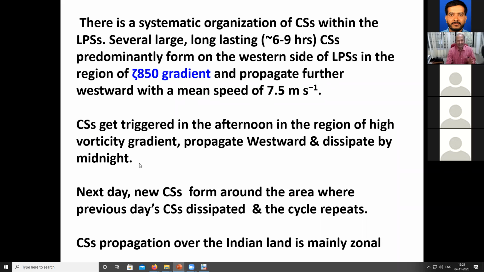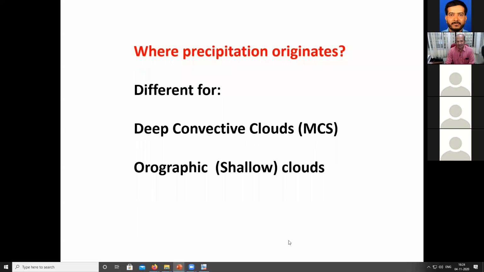So what happens is after midnight, land is no longer favorable for triggering convection. Convection shifts to the Bay of Bengal. There it lasts until about 12 o'clock in the afternoon, then again it comes back to land. So the next day, new CCS form around the area where the previous day's CCS dissipated, and the cycle continues. That's how you get a mean westward motion. And CCS propagation over the Indian land is mainly like this.